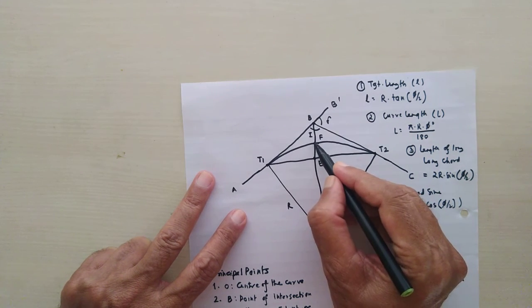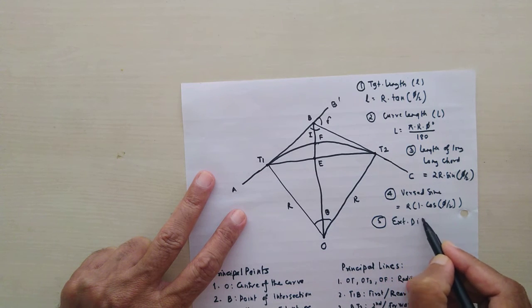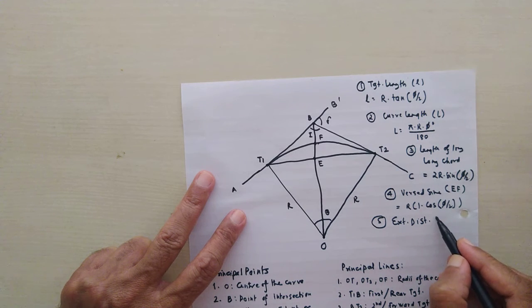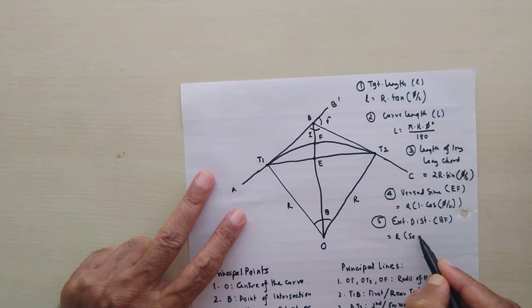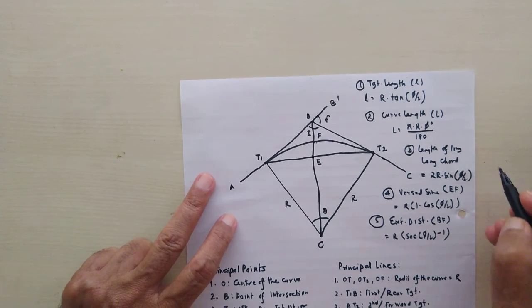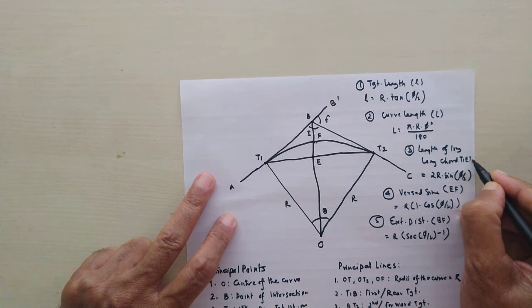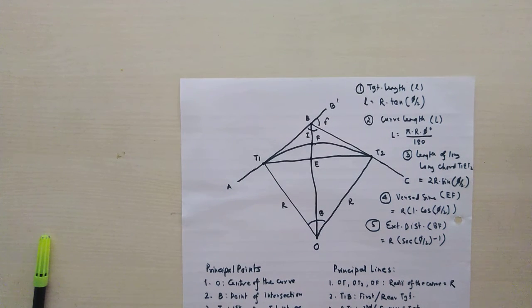And the last element of the circular curve is this external distance. Versine is EF. External distance is BF, and that is equal to R in bracket sec of phi by 2 minus 1. The length of long chord is this T1ET2. So now we have enlisted the 5 elements of a circular curve, and also we have written the formulas for them. So we'll summarize the elements.